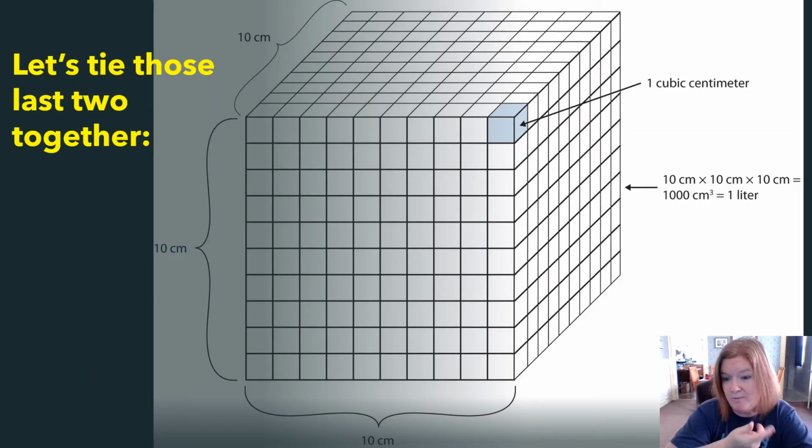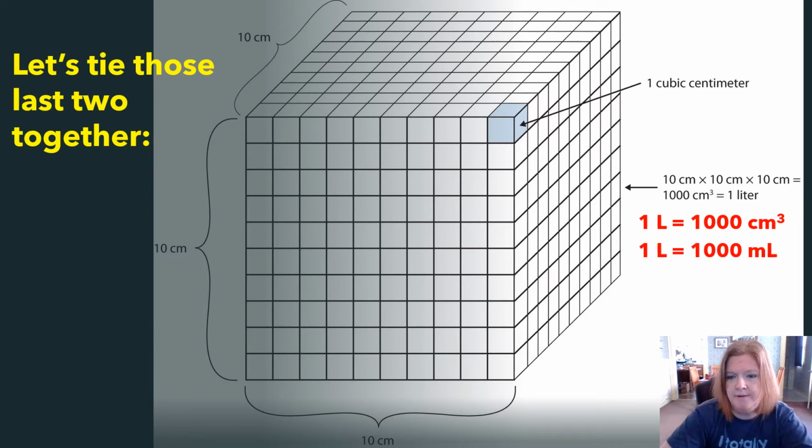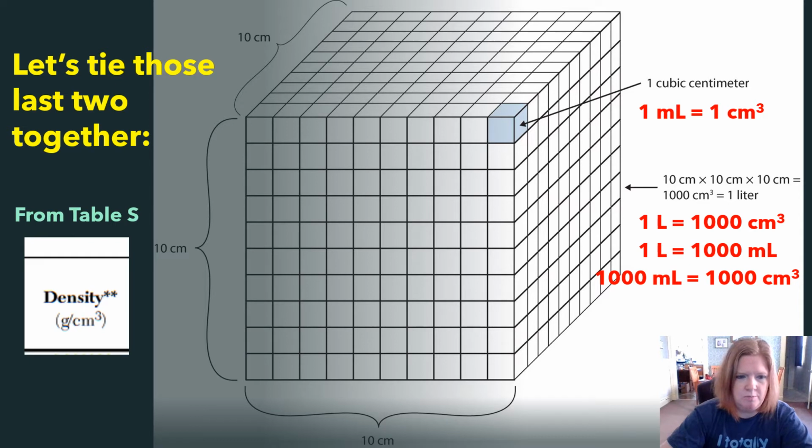All right, so we're going to tie those last two together where I talked about density. Okay, so here is a visualization of a liter. So a liter would be 10 centimeters by 10 centimeters by 10 centimeters as a cube. And then one individual little piece would be a cubic centimeter. So a liter is equal to 1,000 centimeters cubed. We also know from previous information, hopefully, that a liter is 1,000 milliliters. So 1,000 milliliters equals 1,000 centimeters cubed. So essentially 1 milliliter is 1 centimeter cubed. So if you look at Table S, the units for density are grams per centimeter cubed, but now you should know that you can also say that is grams per milliliter. So those units are interchangeable because a centimeter cubed is the same measurement as a milliliter. Again, grams per centimeter cubed is the same as grams per milliliter.